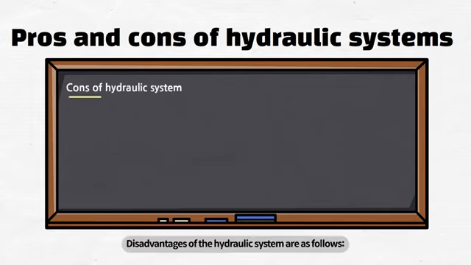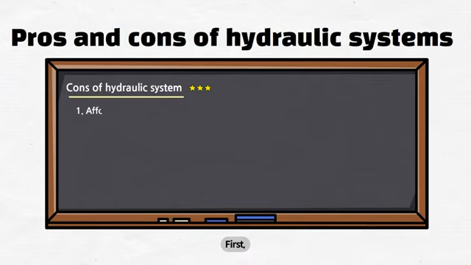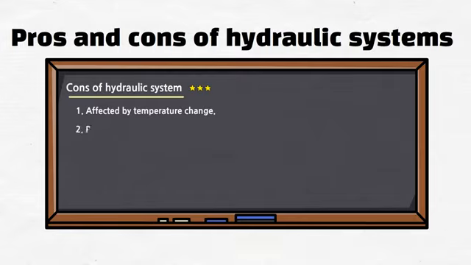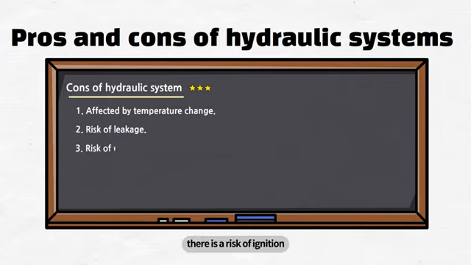Disadvantages of the hydraulic system are as follows. First, it is vulnerable to temperature changes. Viscosity decreased due to temperature changes may affect unit operation and cause actuator output to fluctuate. Second, there is a risk of leakage. Third, there is a risk of ignition.